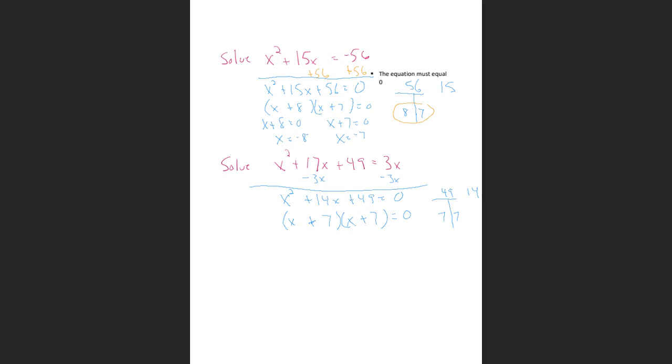So what you do is set each factor equal to 0. So x plus 7 is equal to 0. X plus 7 is equal to 0. So this has got to be -7, and this has got to be -7. So let's say we have two answers, but it actually is the same answer. So really, there's only one solution to this equation, and that's -7. And sometimes that's called a double root. We may hear about that more.